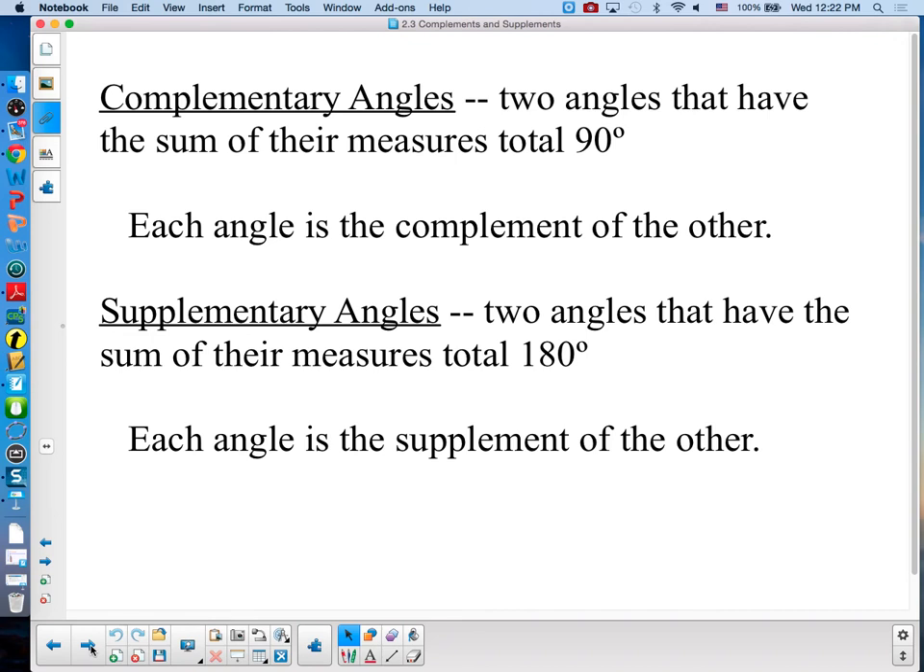And so you would talk about one being the complement of the other. So angle B is the complement of angle A.